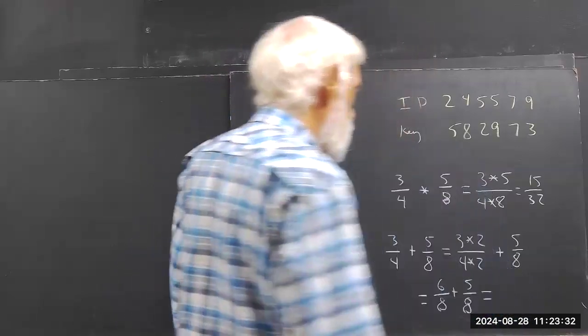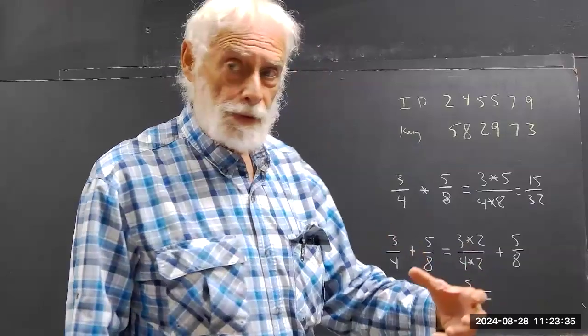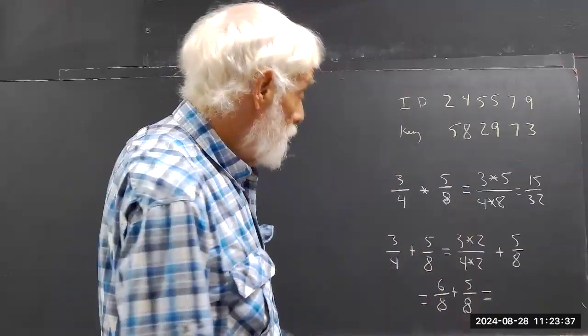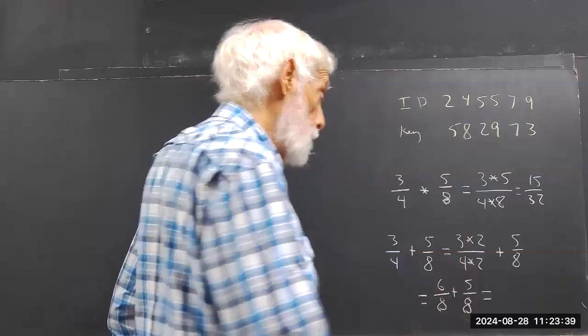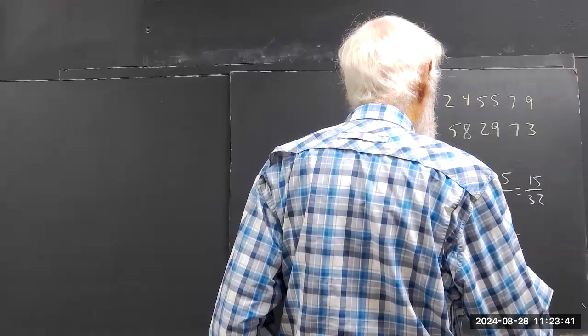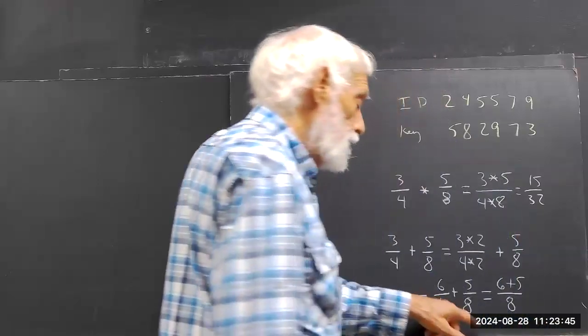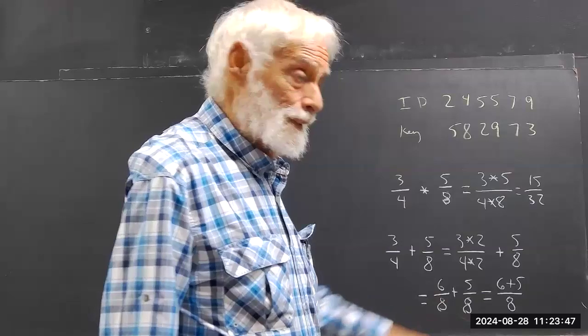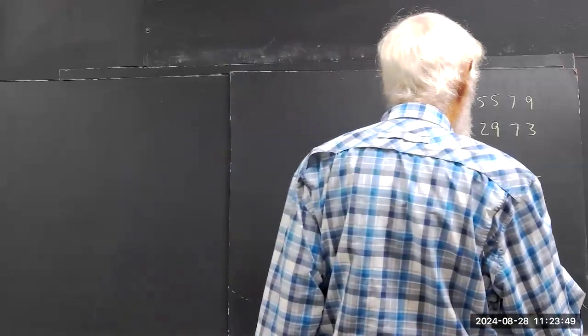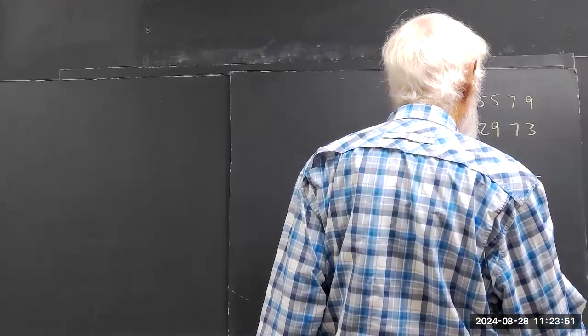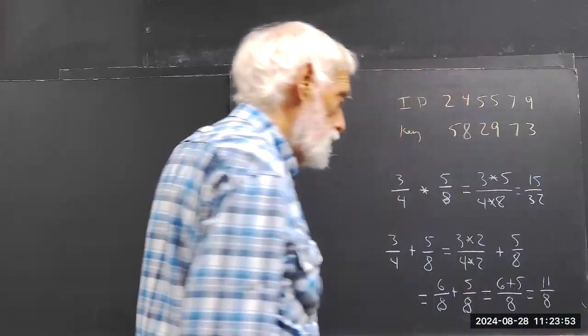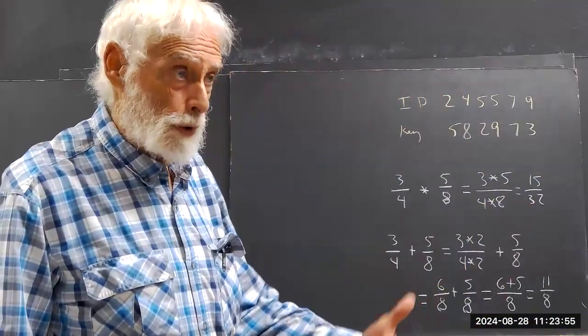So the question is now, we got everything in eighths. How many eighths do we have? Well, we got 6 of them here, 5 of them here. So we got 6 plus 5 eighths. We don't add the eighths. Then we end up with a fraction that has a different value. That's 11/8. And a lot of people change that to 1 3/8.